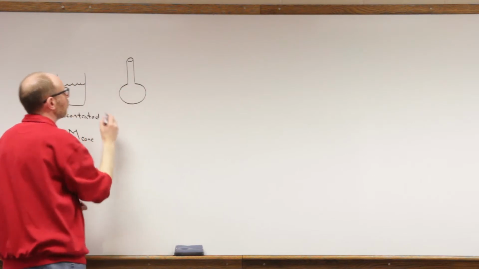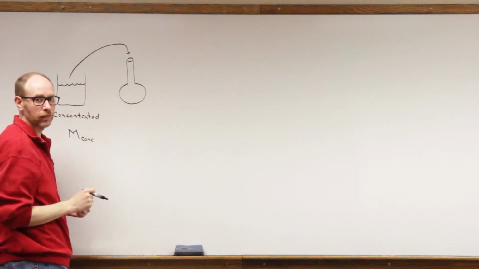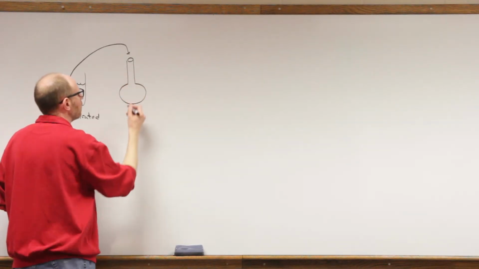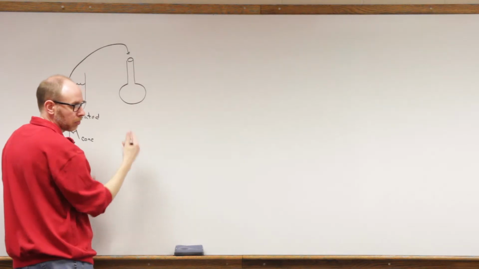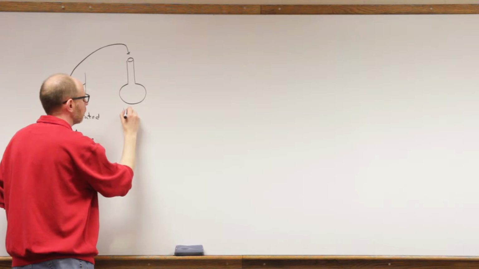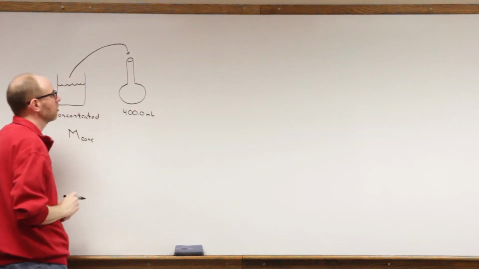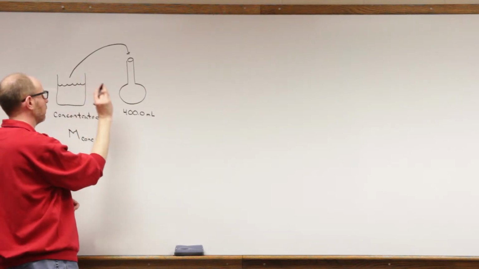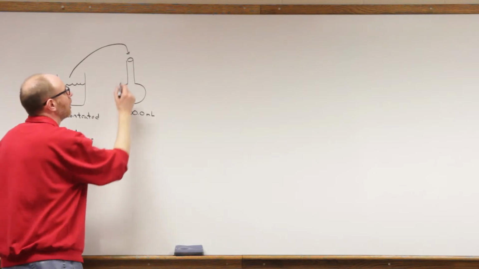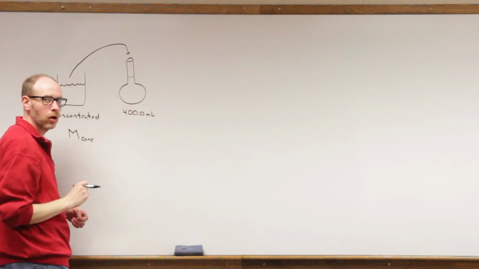solution, we're going to add a portion of it to a device called a volumetric flask. It's a flask designed to have a specific capacity. In this particular problem, this volumetric flask would have a volume of 400 milliliters. And we're going to take a small portion of that concentrated solution, we're going to place it into that volumetric flask, and up on the neck of this volumetric flask, there's a calibration mark.